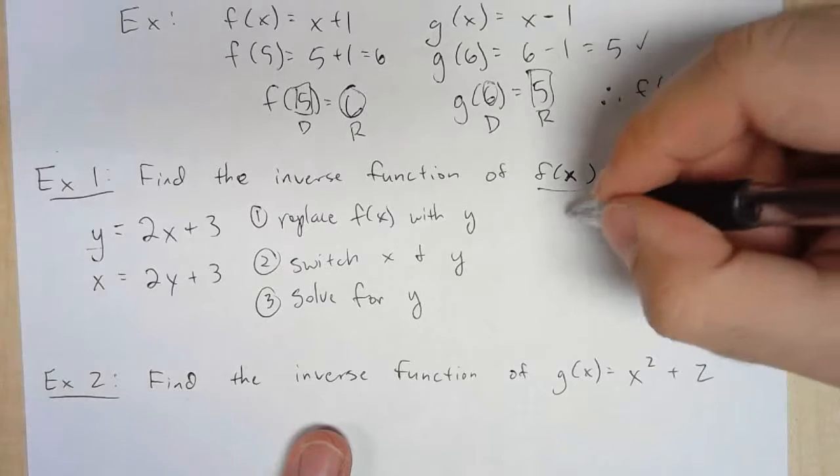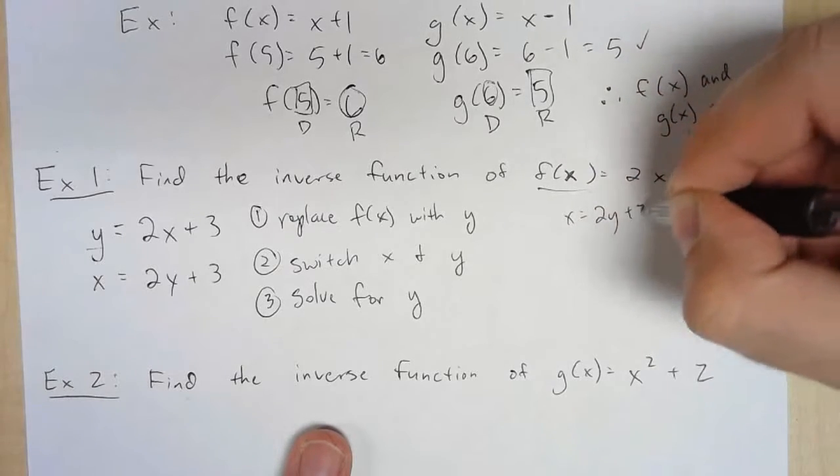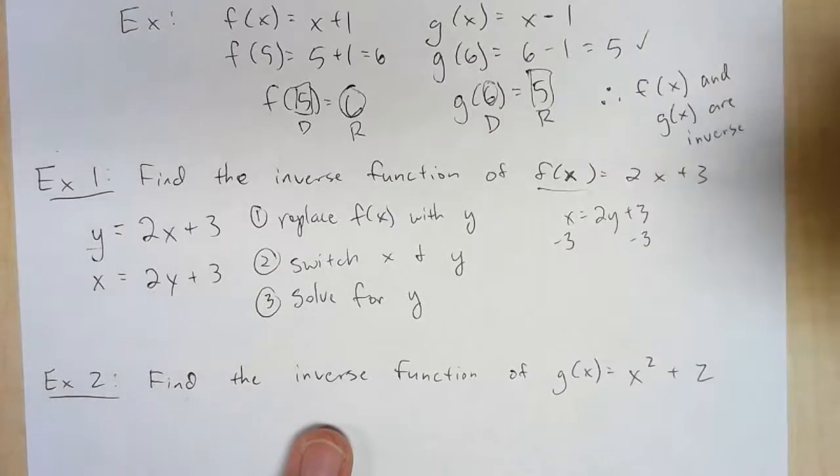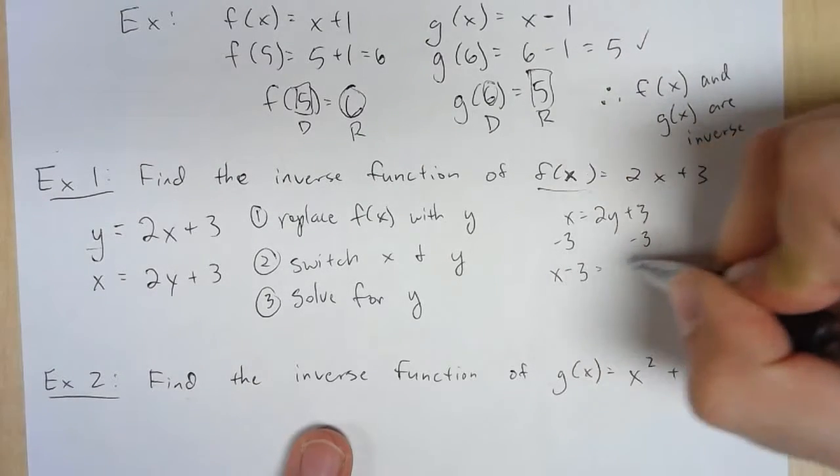I'm just going to do some work over here. So I've got x equals 2y plus 3. If I need to get y by itself, I'm going to subtract 3 on both sides. They're not like terms, so it's just x minus 3 equals 2y.